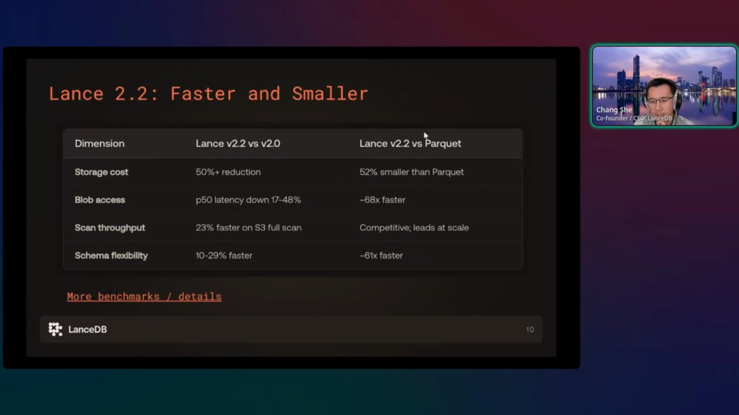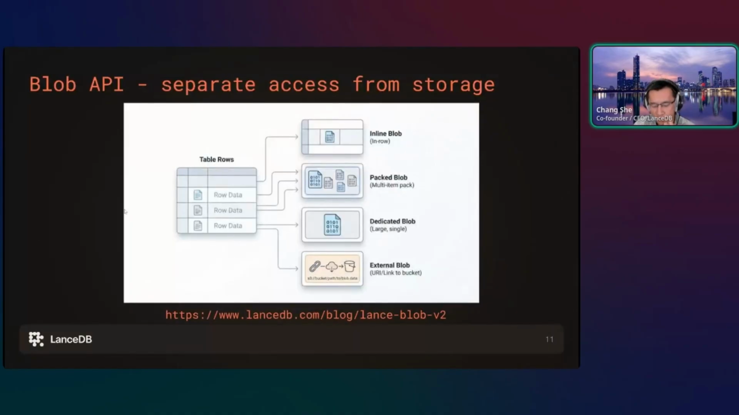If we look at the comparison versus Parquet, it's about 52% smaller than Parquet for multimodal data sets, the typical open data sets that you see in training. For blob access, it's about 70 times faster than Parquet. Scan throughput is very competitive versus Parquet, and we do better at scale. And then schema flexibility, writing new columns and things like that, we're much faster than Parquet. So that's one big item.